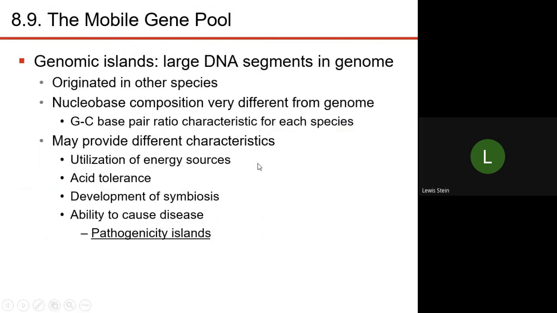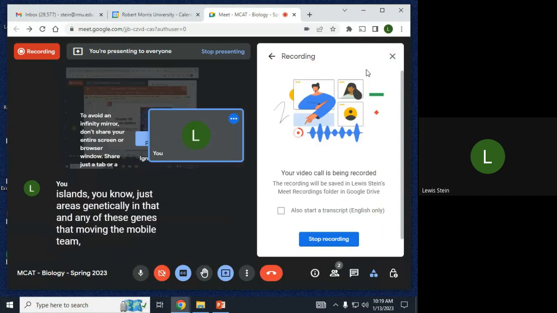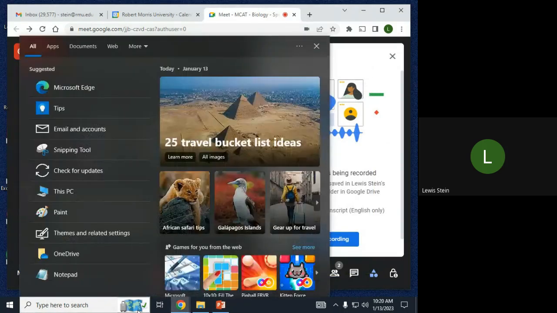Again, I'm not a plant guy. Pathogenicity islands, just areas genetically, and any of these genes that move in the mobile gene pool. Lastly, the big area, the review of gram positive and gram negative.